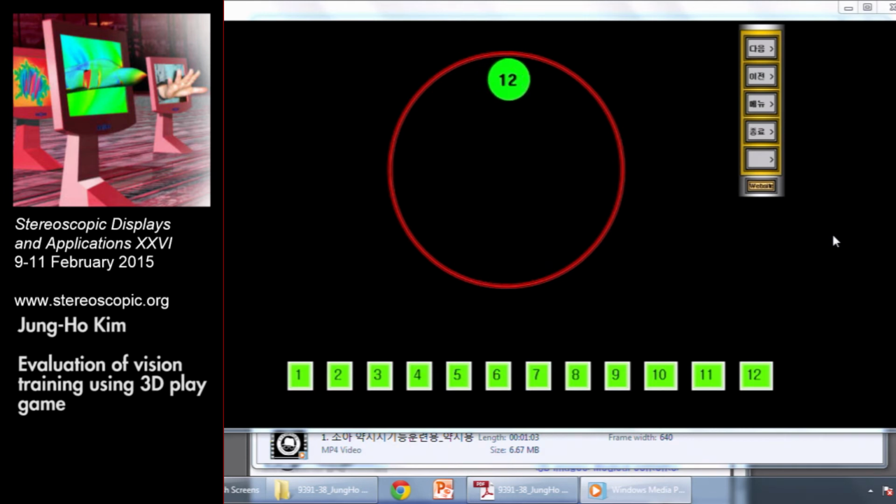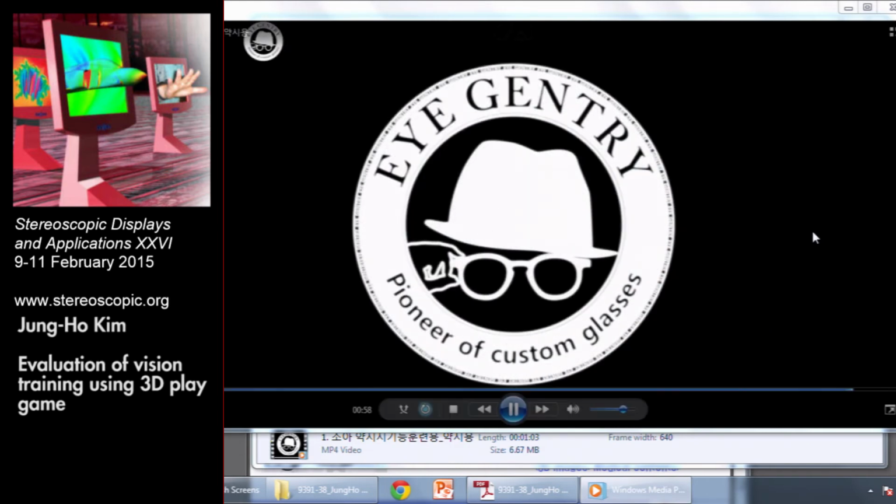It is even suitable for training normal vision of about more than 0.8. Amblyopia vision is about 0.2 or 0.3.